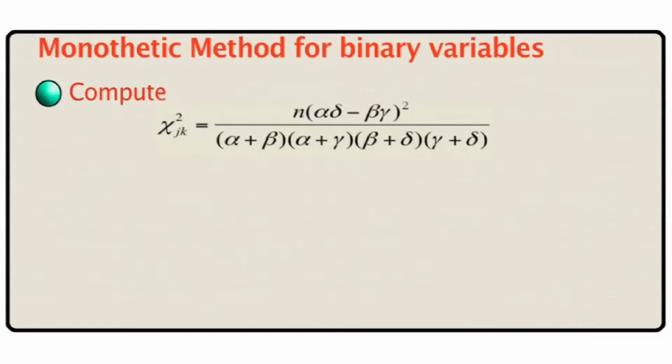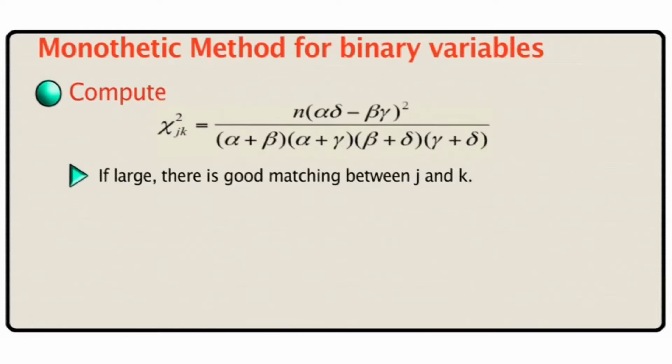Now the numerator, alpha delta, gives us the product of the proportions of those who have both j and k and those who have neither j nor k, whereas beta and gamma are individuals who have one of the 2 variables and not both. So if we have both, we have a matching, or if we don't have both, we also have a matching. On the other hand, beta and gamma give us the non-matches. And we get this chi j k square value.